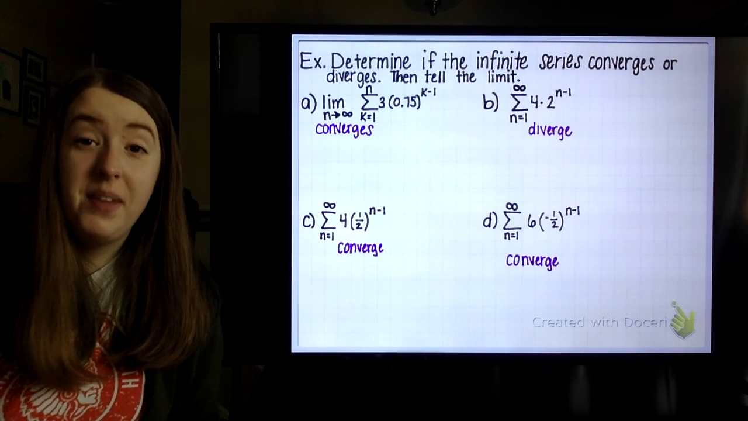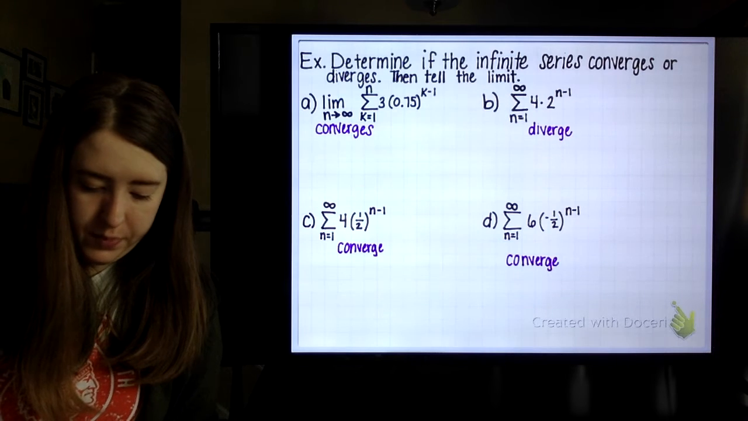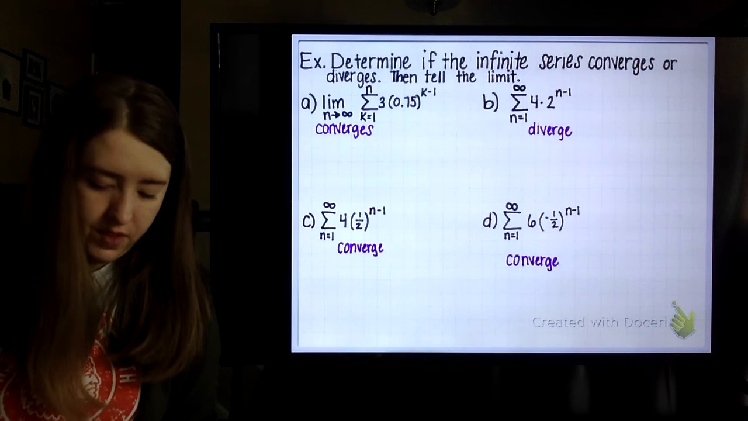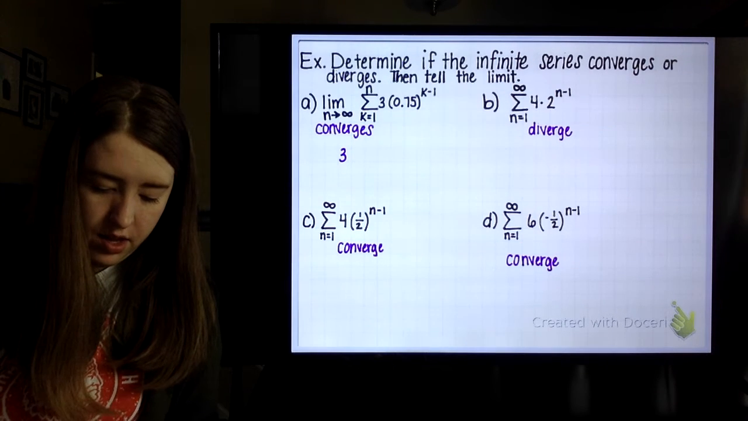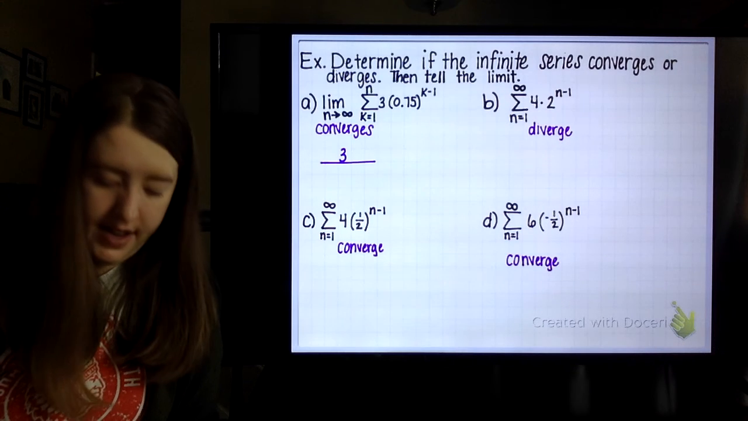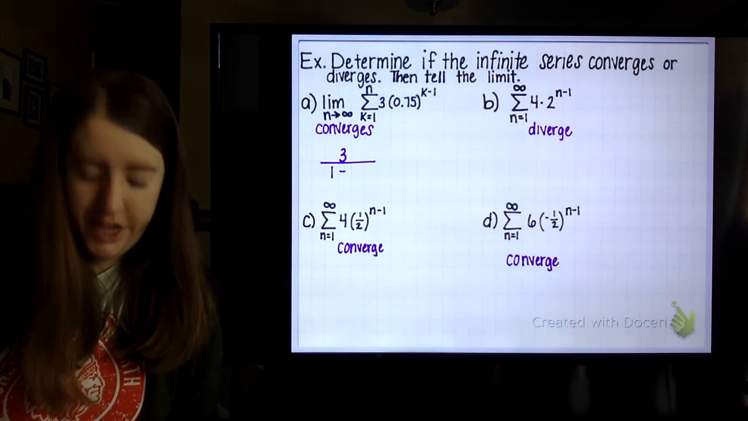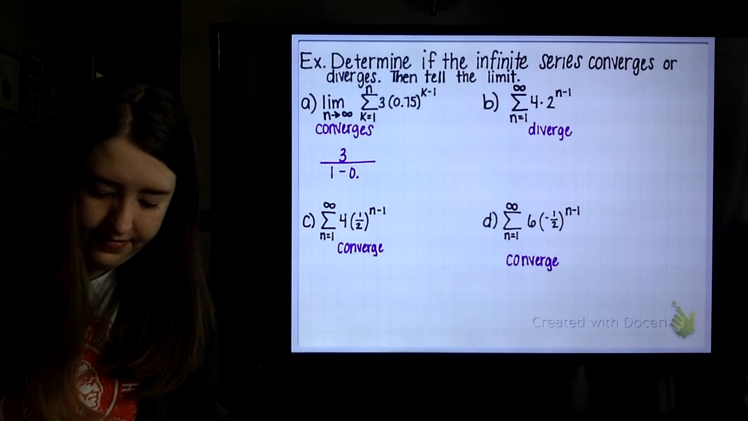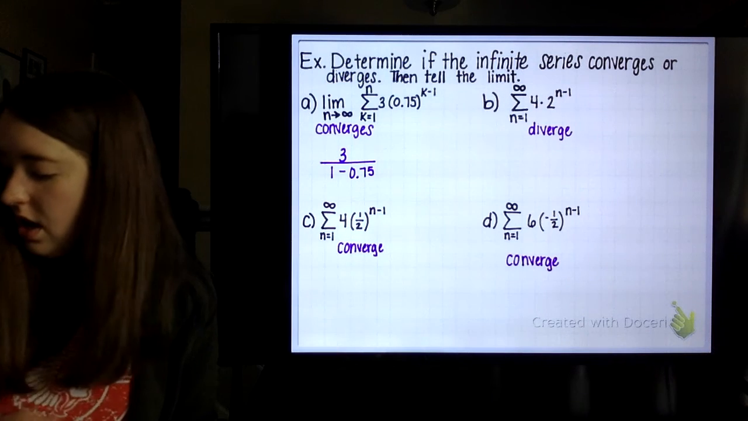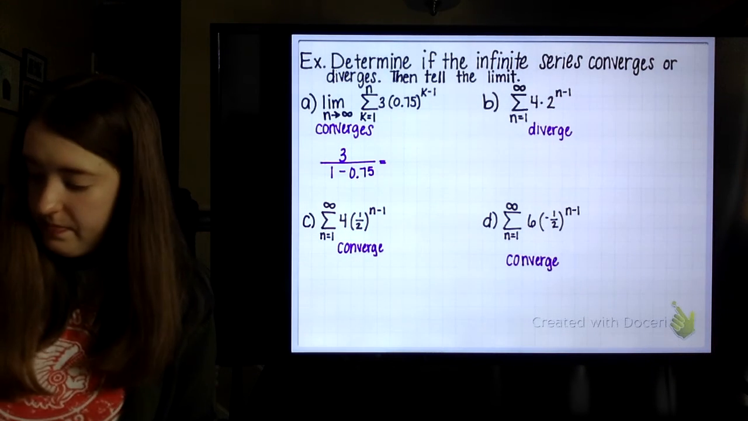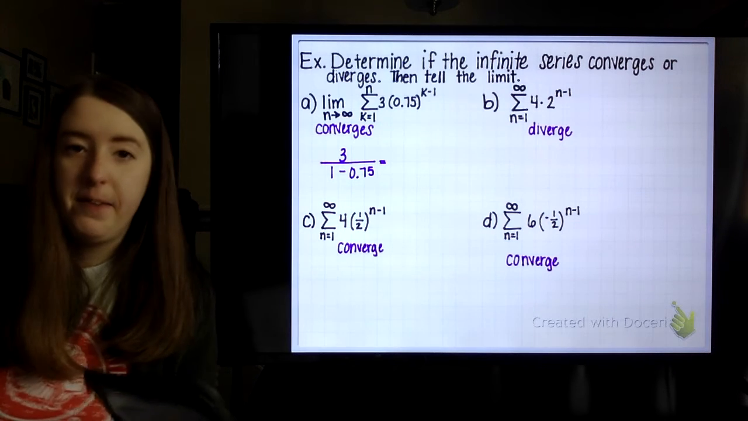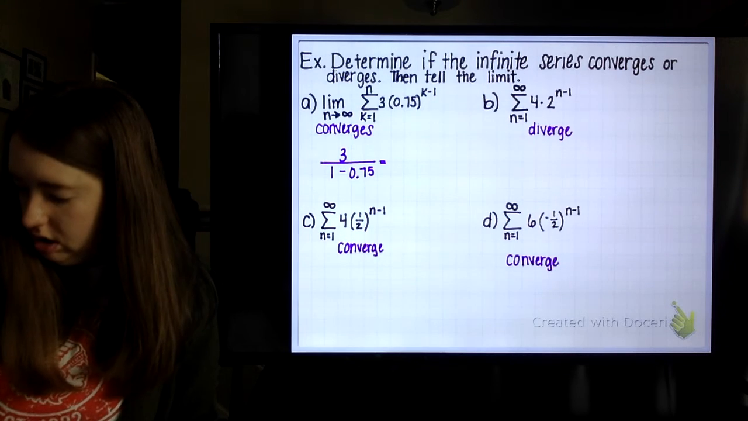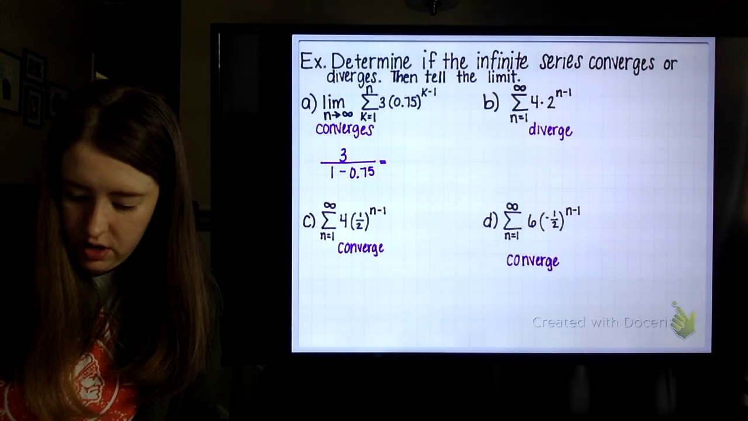So then let's go through and talk about these. What does it converge to? For A, remember, to find out what it converges to, we need to take my first term divided by 1 minus the common ratio, and we decided that was 0.75. Now, if we multiply that out, you're going to end up with 12.